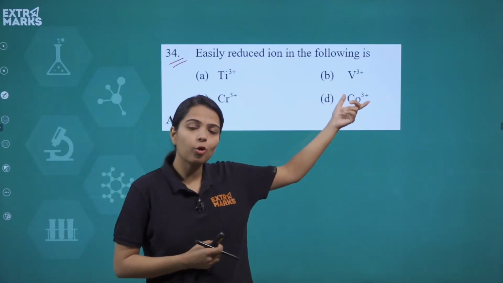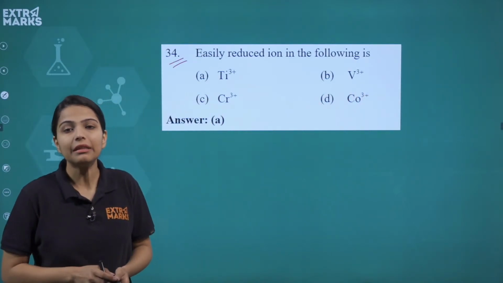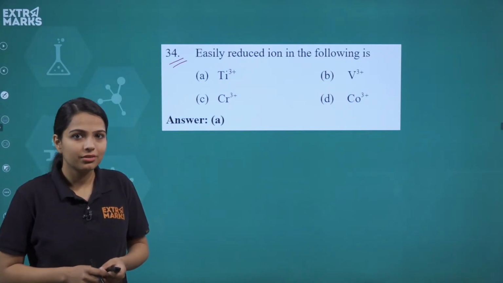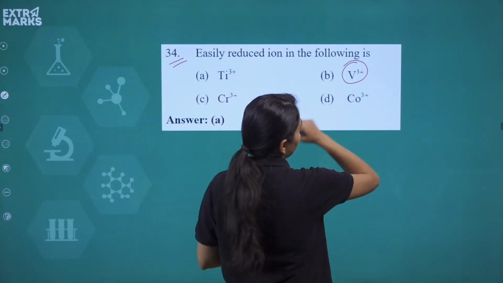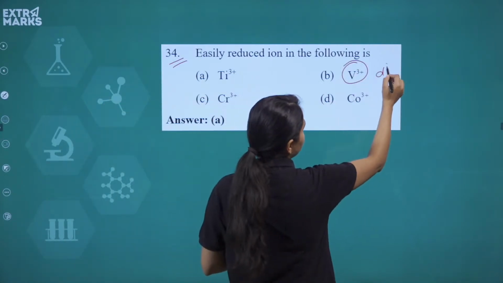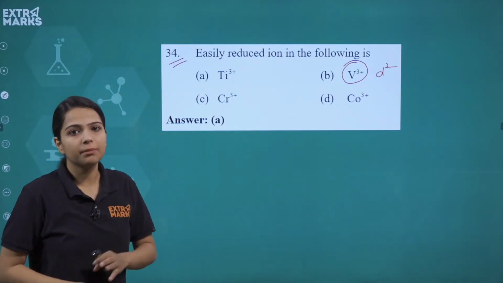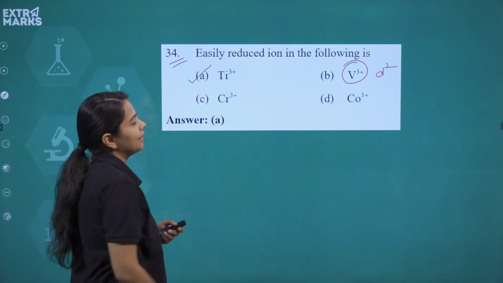Whereas if I'll talk about vanadium 3 positive, vanadium 3 positive over here is going to have electronic configuration d2, right? Because 3 electrons are being lost here. So over here I am going to have d2 electronic configuration, and chromium over here and cobalt here are already stable electronic configuration. So by default my answer is going to be option A.